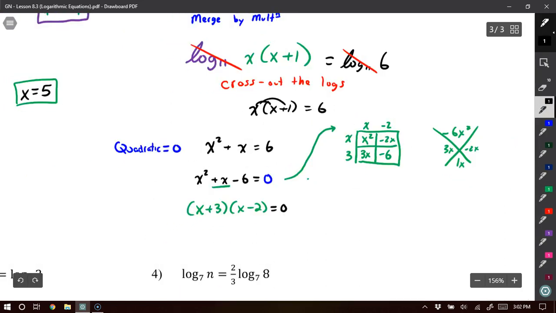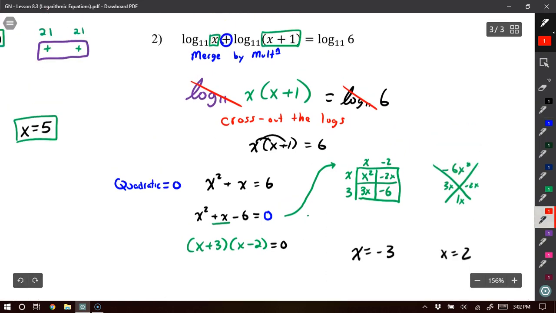And so if I solve both of those, I get x equals negative 3 from x plus 3 and x equals 2 from x minus 2. Do not box the circle yet. You want to check your answers. So let's check. And you just plug them into the expressions.